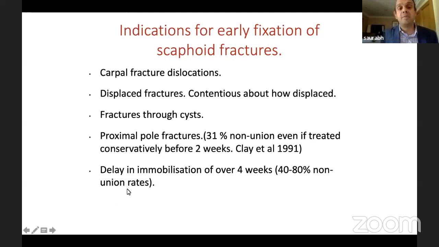And then delayed presentation, any patient who comes to you after a month, waist, proximal pole, any fracture, except if it's a very distal pole or a tubercle or an incomplete fracture. Those are the ones which have a very high rate of non-union. So those are the ones you need to operate, even if it's an undisplaced waist, so delayed presentation. So this slide is important because these are your indications to fix them, and you need to know how to define displacement in a scaphoid.